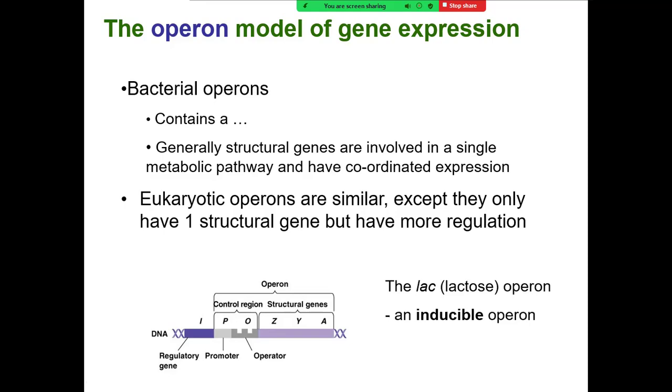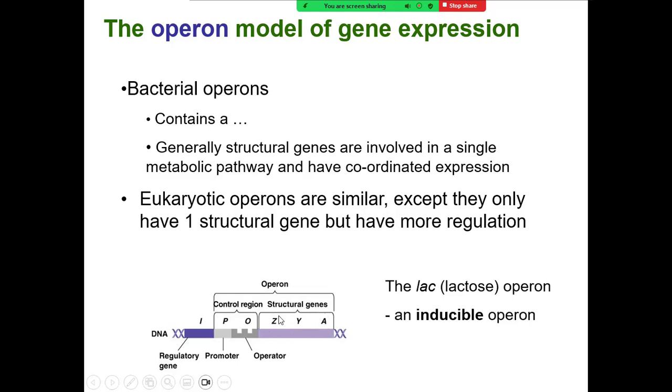In bacteria, you can have in an operon more than one structural gene. But if there is more than one structural gene in the operon, all of these genes are related to each other, meaning in the lac operon, this operon here, all of these structural genes are involved in the metabolism of the sugar lactose.